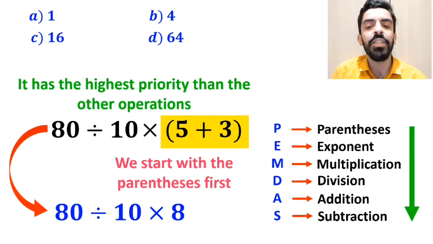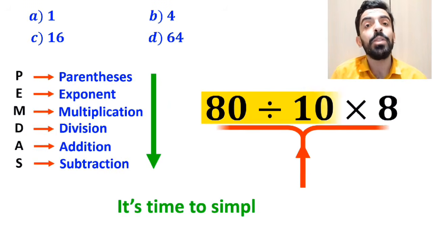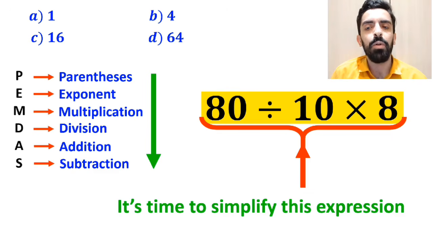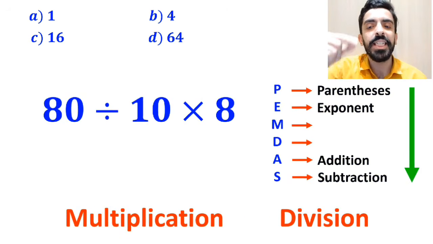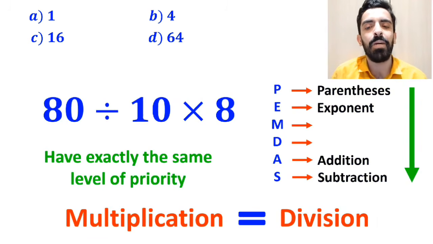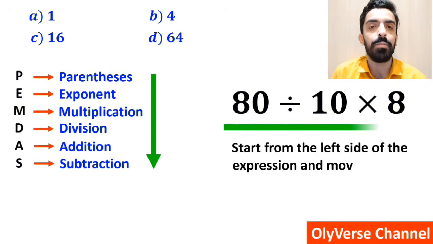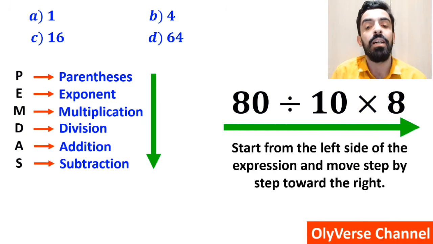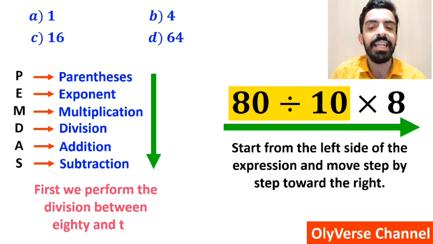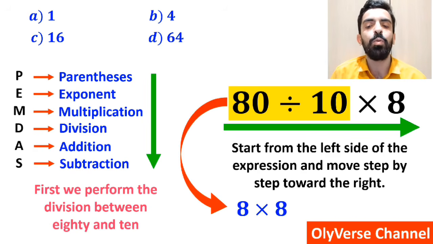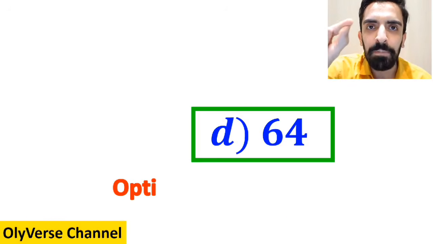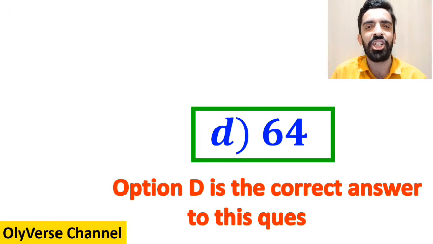Okay, this expression simplifies to 80 divided by 10 multiplied by 8. Now, it's time to simplify this expression. It's very important to note that in the PEMDAS rule, multiplication and division have exactly the same level of priority. In this case, all we need to do is start from the left side of the expression and move step by step toward the right. So, first we perform the division between 80 and 10, which simplifies this expression to 8 multiplied by 8. And finally, the value of this expression will be 64. Therefore, option D is the correct answer to this question.